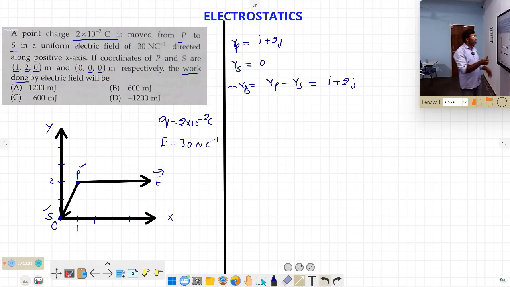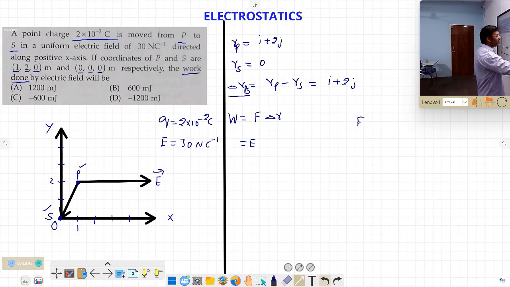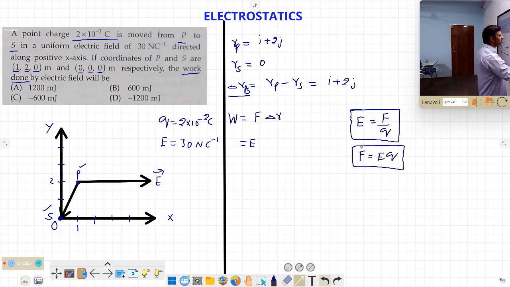Now, what is the work done? Work is equal to force into displacement. What is the displacement here? Delta r is the displacement. So what is the force here? According to electrostatics, electric field is the force acting per unit charge. From this, the force acting on the charge is EQ. So substituting this formula, F is equal to EQ into the change in position, that is i plus 2j.